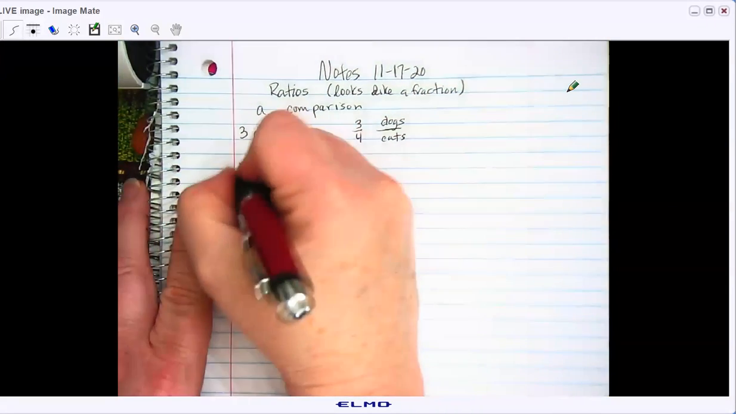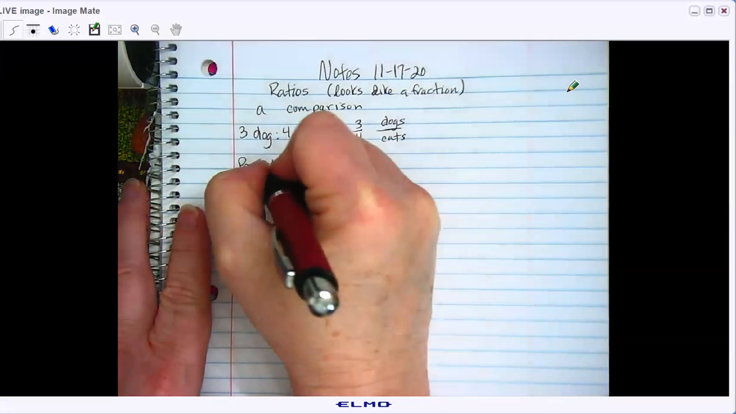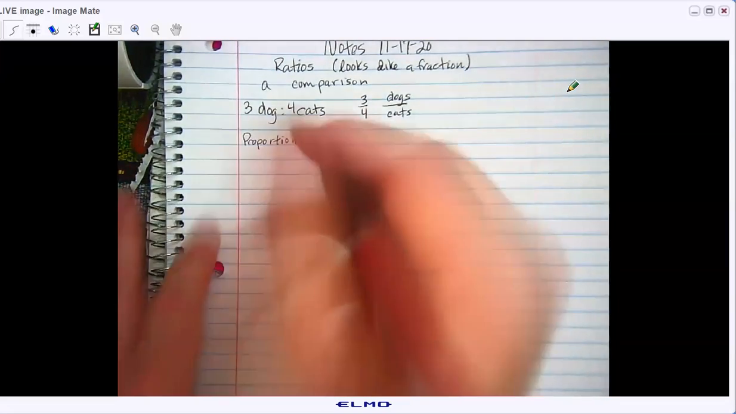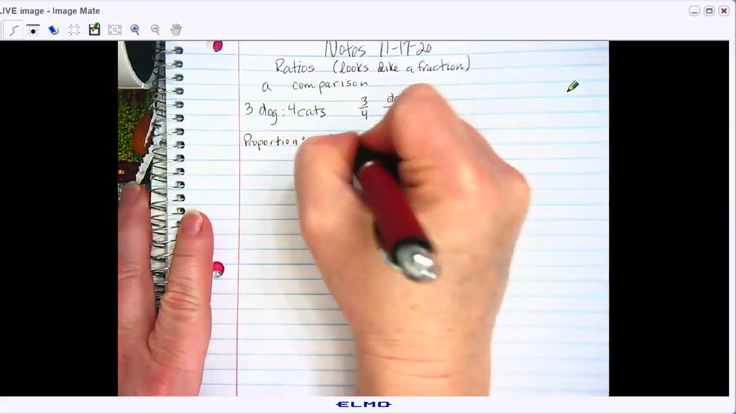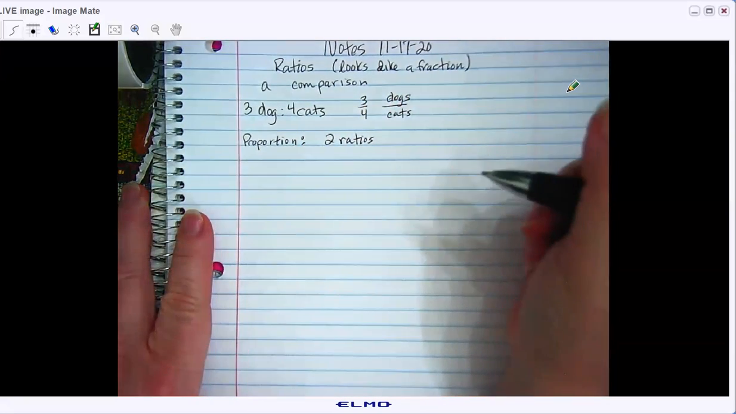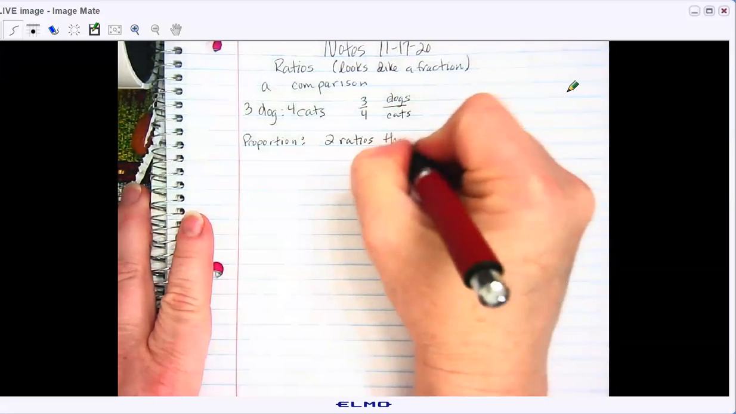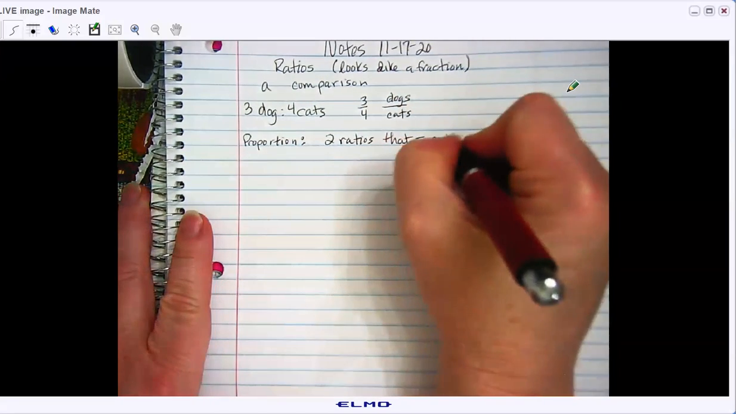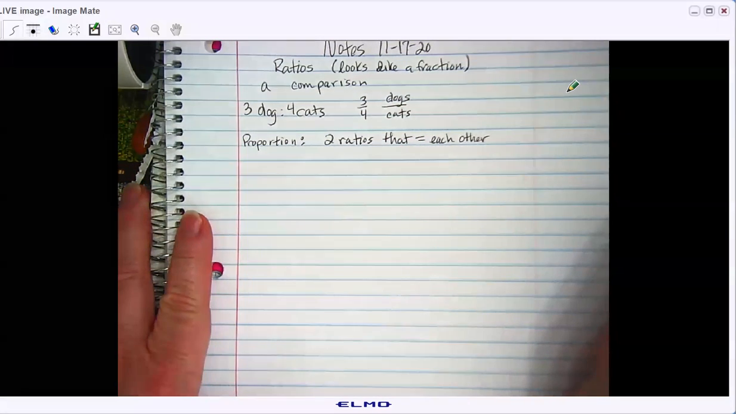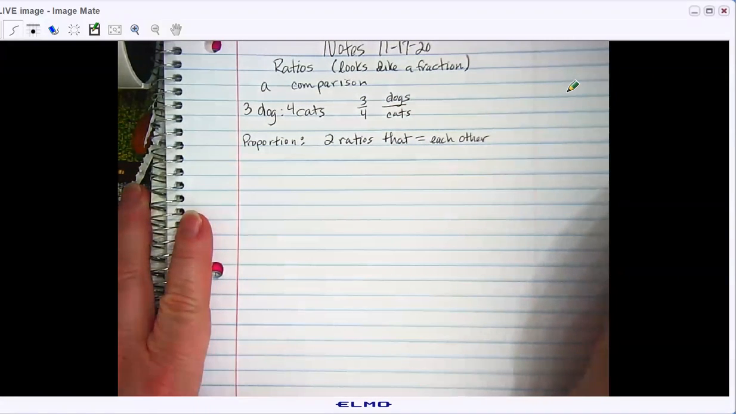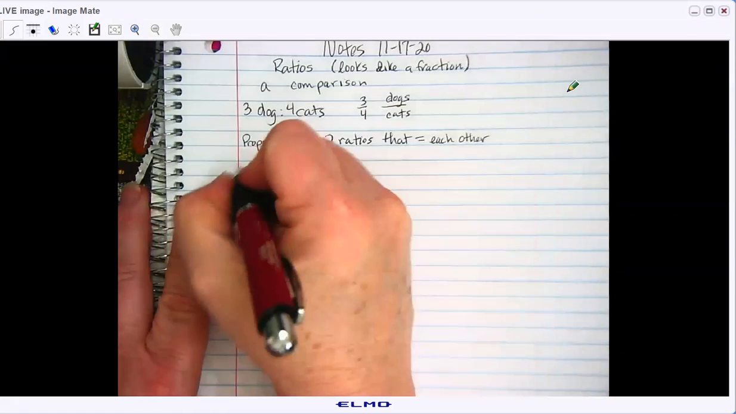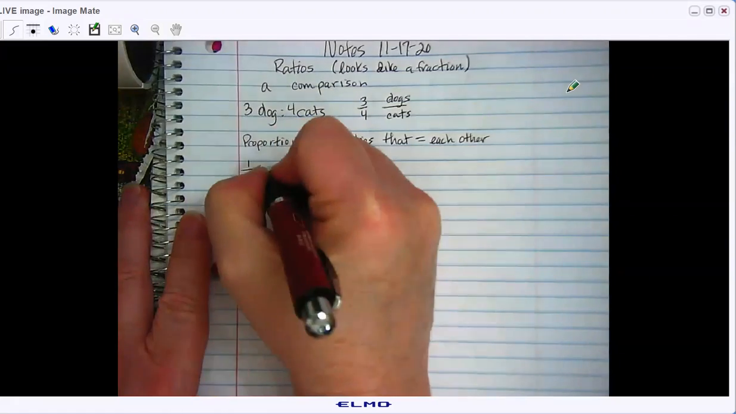a proportion is 2 ratios. Okay, remember, ratios are comparisons that equal each other. 2 ratios that equal each other. Sometimes I'll pause and make sure everybody's writing okay. So if I have the proportion 1/2 equals 2/4.